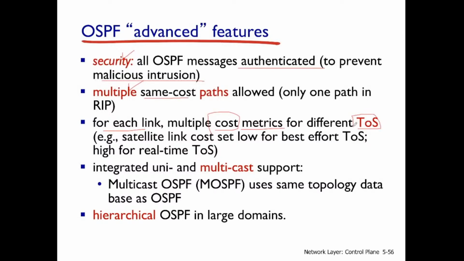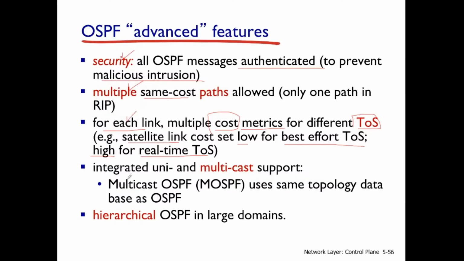For each link, the metric for the link cost can be defined differently for different types of services. For example, if we are trying to serve best effort traffic, meaning traffic that does not require timely delivery, so the receiver can wait longer, then the cost of a satellite link, whose delay is longer, can be set lower, right? Because you would then prefer using the satellite link if the data does not require timely delivery. On the other hand, if the data is real time, then set the satellite link cost high. Therefore, we avoid choosing a satellite link along the path to deliver the real-time data.